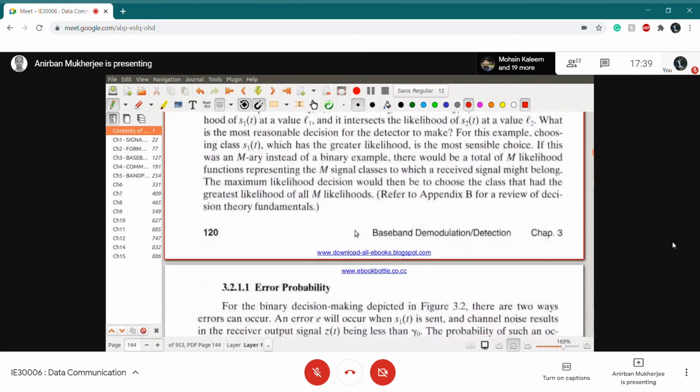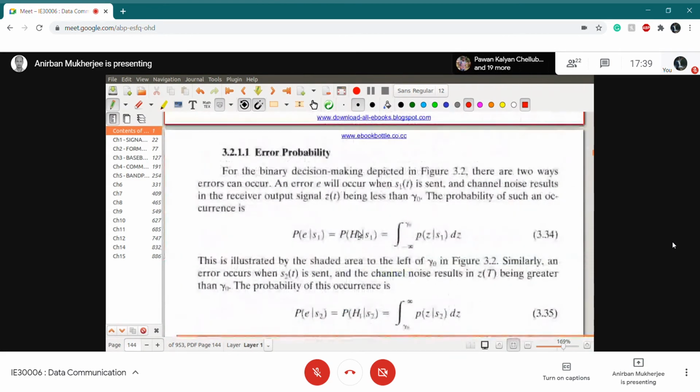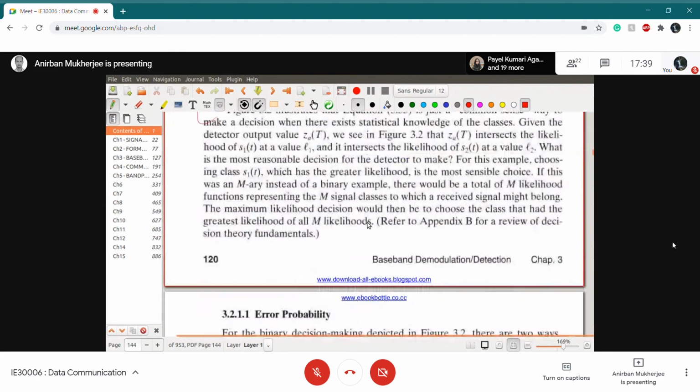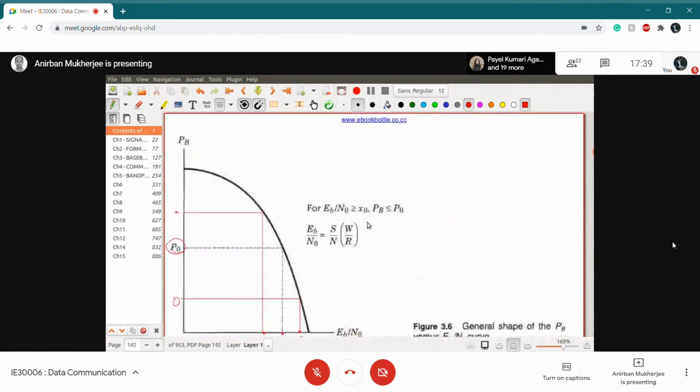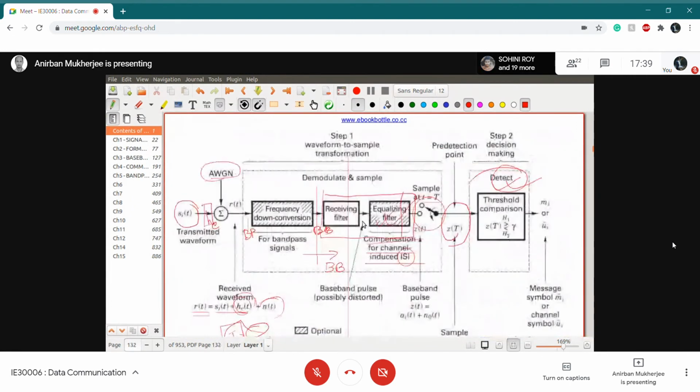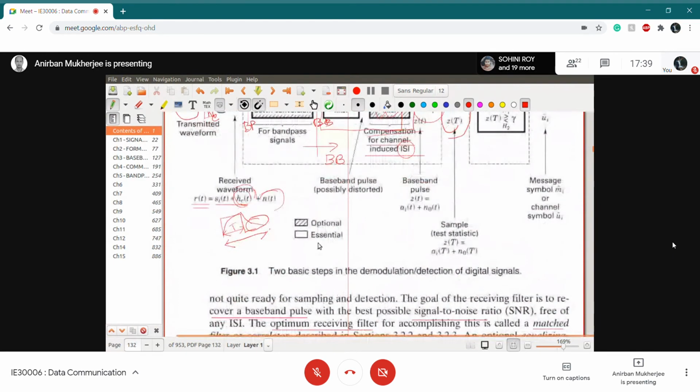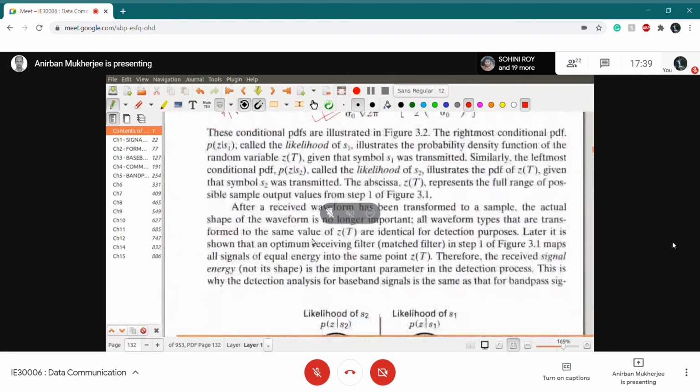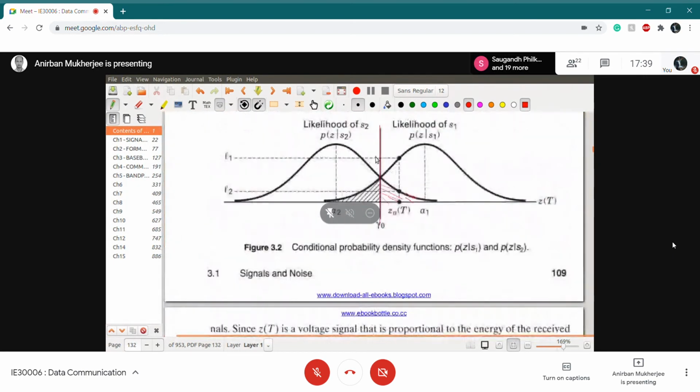Now, what about the error probability? For binary decision making, in figure 3.2, what is figure 3.2? Let us see. This is figure 3.1, and this is your figure 3.2. This is quite a celebrated picture.